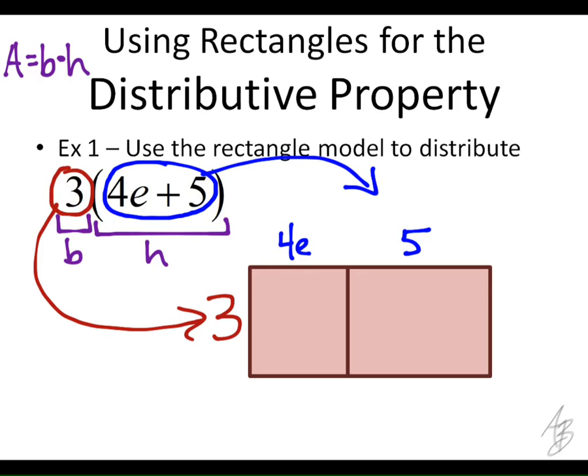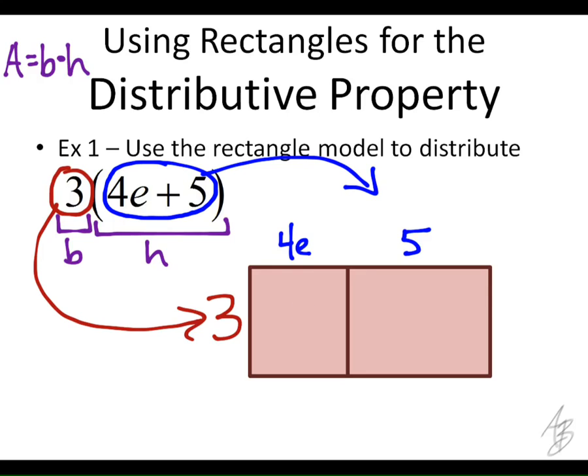Perfect. So to set it up, each term in the parentheses is going to get its own rectangle. So the 4e gets its own part right here, the 5 gets its own part right here. And now all we have to do to distribute is to find the area of those boxes, those rectangles. So how do we find the area of this rectangle right here? Yeah, we're going to do 4e times 3.